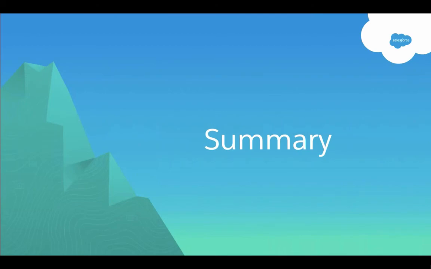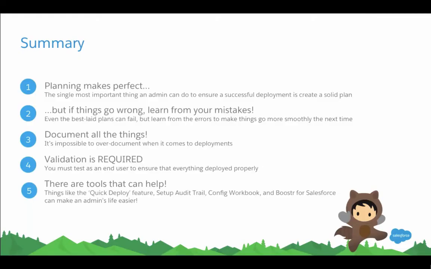So, in conclusion, planning makes perfect. The single most important thing that an admin can do to ensure a successful deployment is to create a solid plan. But if things go wrong, and they often do, learn from your mistakes. Even the best laid plans can fail, but learn from the errors to make sure things go more smoothly the next time. Document everything. It's impossible to over-document when it comes to deployment. Validation is required. You have to test as an end user to make sure that everything is deployed properly.